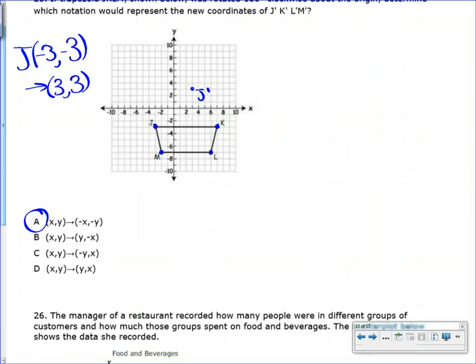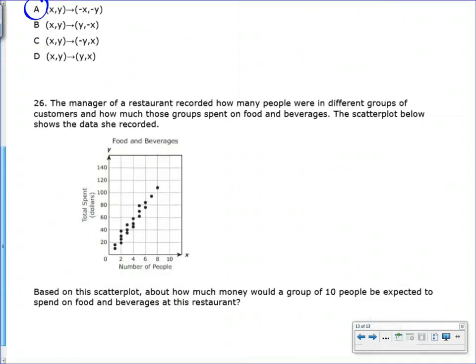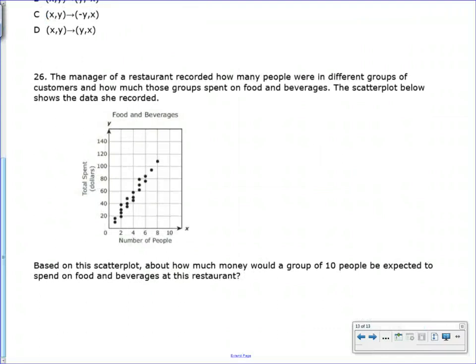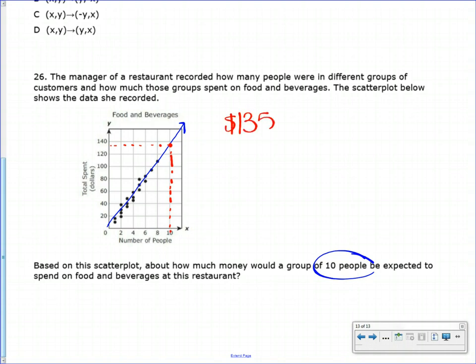And number 26, the manager of a restaurant recorded how many people were in different groups of customers and how much those groups spent on food and beverages. Based on the scatter plot, how much money would a group of 10 people be expected to spend? So again, back to scatter plots. Draw your trend line. We're going to go over to 10 people. And we just go up until we meet that trend line. So based on that trend line, I would estimate 135.